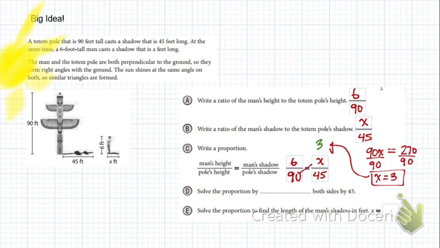We could solve by cross multiplying. Okay, I'm going to put that here. Both sides. And then we solve the proportion. The man's shadow is 3 feet. Okay? Alright, so that's the big idea of what we're doing.